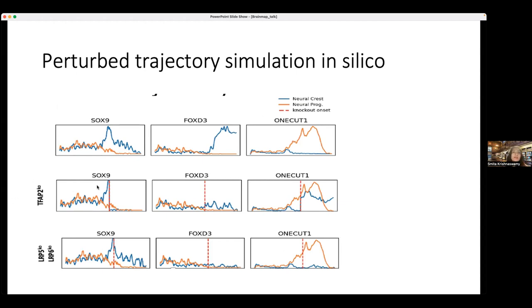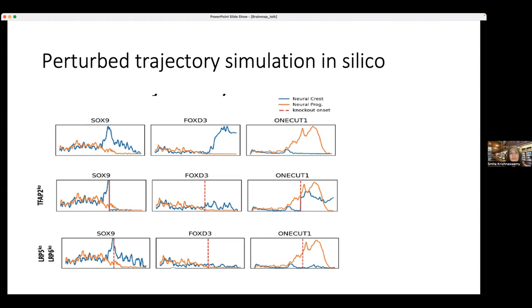And we can knock out other genes and see what happens. So for example, if you knock out TFAP2 in silico again, and you do it at this particular time, then what happens? It seems like the SOX9 goes down immediately in neural crest, even though it had started to become higher. So that could prevent that lineage.